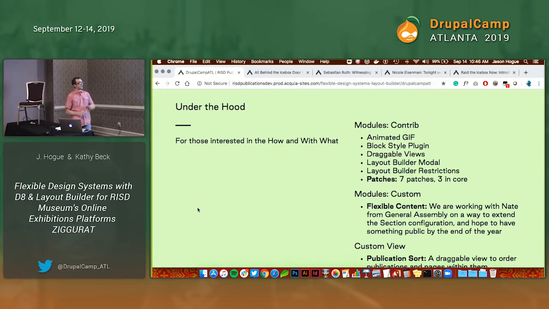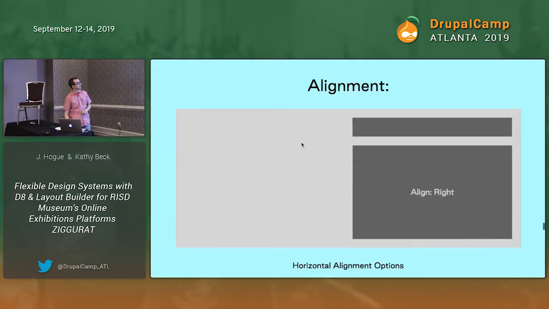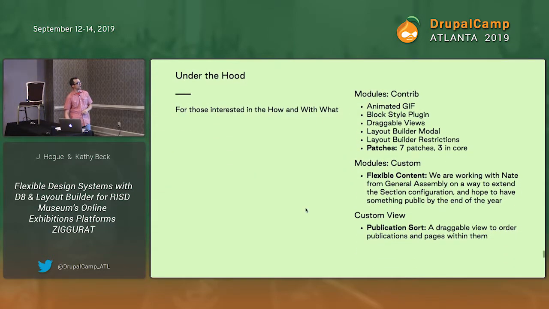And there are 2 things I want to draw attention to. We have a module that we are working on making open source. Basically, it's a way to extend that section configuration that we saw and make that easier for authors to add a lot more options to it. So that's something that we want to contribute back to the community. That's something that we'll be working on for sure.